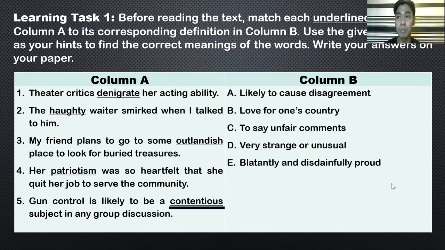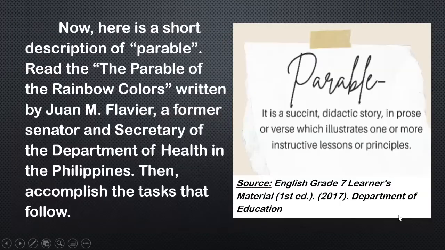And for column B, letter A, likely to cause disagreement. Letter B, love for one's country. Letter C, to say unfair comments. Letter D, very strange or unusual. And letter E, blatantly and disdainfully proud.